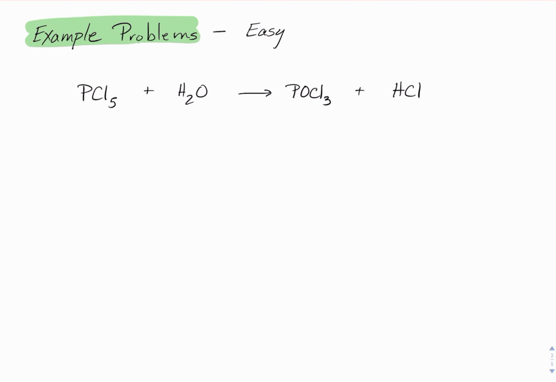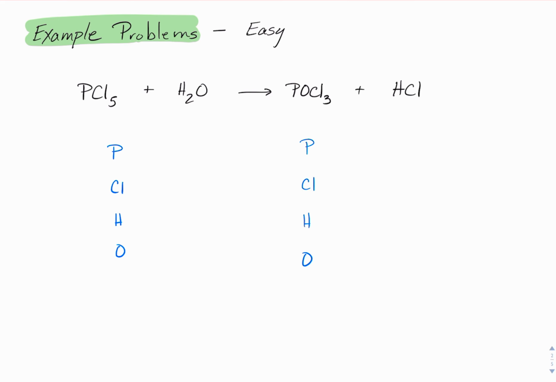In this particular problem, we have PCl5 plus H2O yields POCl3 plus HCl. One of the easiest methods for balancing chemical equations, especially easy ones, is trial and error. What I typically do is write every element on the left side and every element on the right side, which should be the same kinds of elements, in a column. Then I go through and count how many I have collectively on each side.